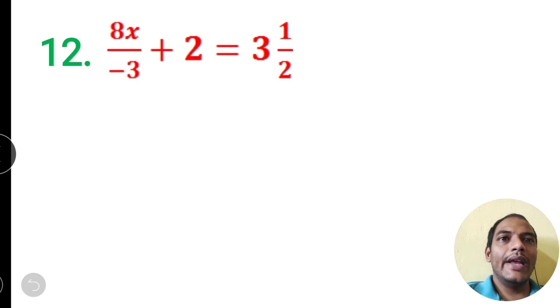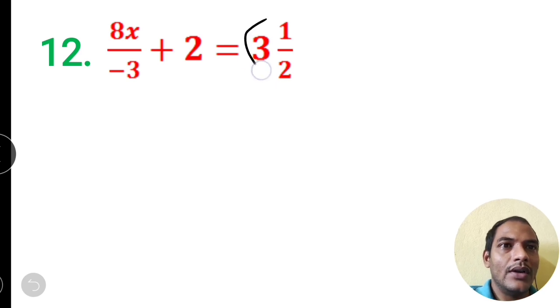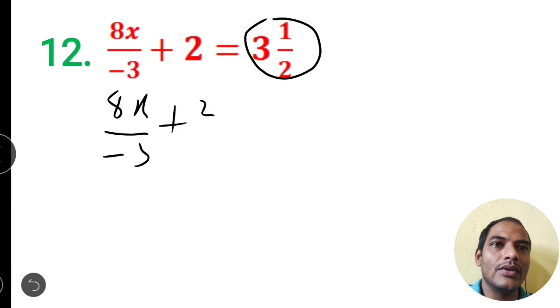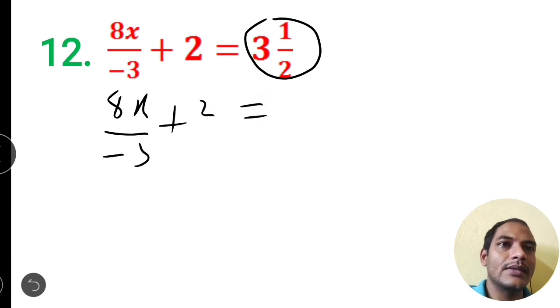Next, the 12th question, 8x by minus 3 plus 2 equals 3 whole 1 by 2. So first of all, you have to simplify this. It is an improper fraction, so convert it into proper fraction form. 8x by minus 3 plus 2 equals 3 2s are 6, 6 plus 1, 7 by 2.